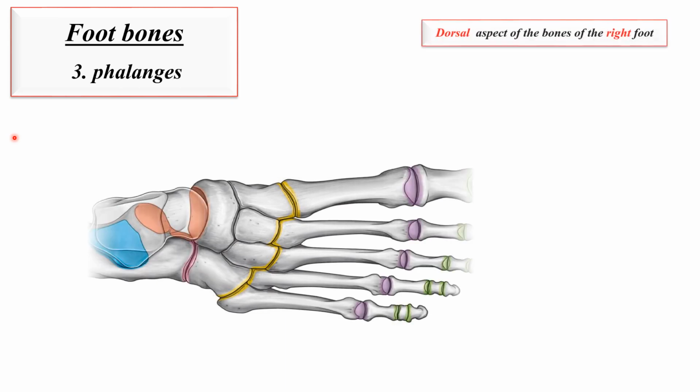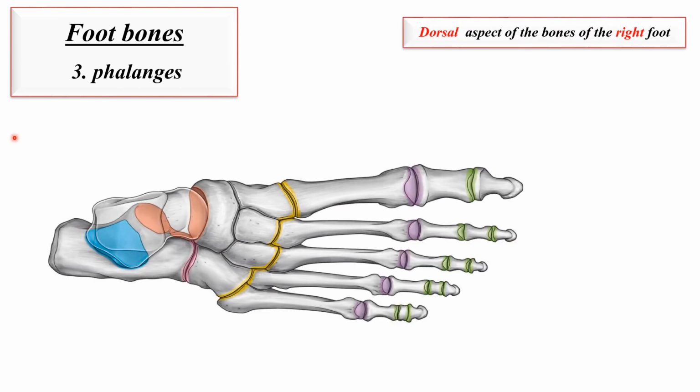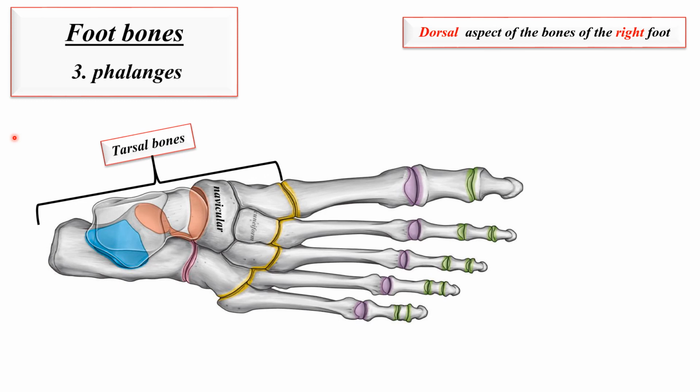Phalanges. This is the dorsal aspect of the bones of the right foot. Proximally, those are the tarsal bones. This is the navicular bone, the three cuneiform, and this is the cuboid bone. Distal to them, those are the metatarsal bones.